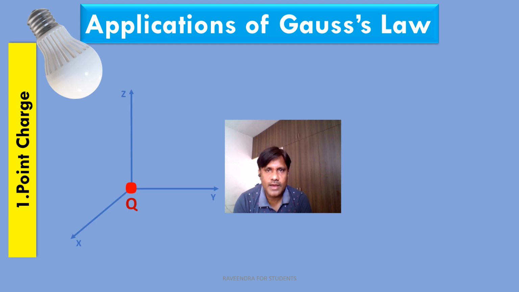Then, in order to apply Gauss law, we need a symmetry for this point charge q. So what will be the symmetry for this point charge q? For that symmetry, we have to construct a surface called a Gaussian surface.